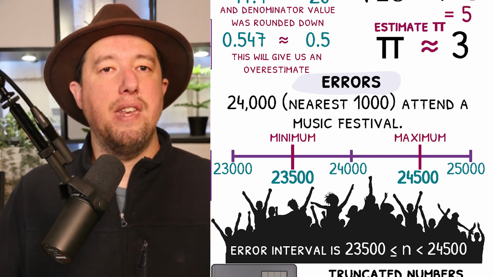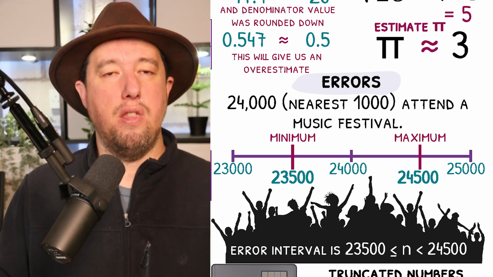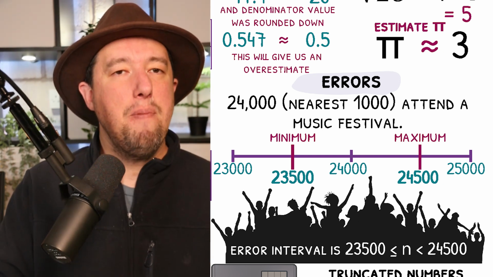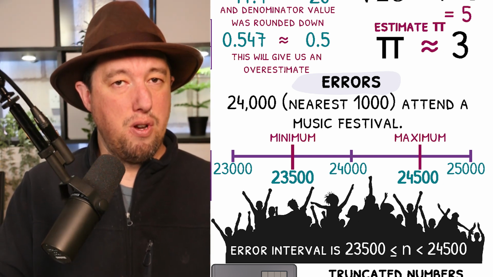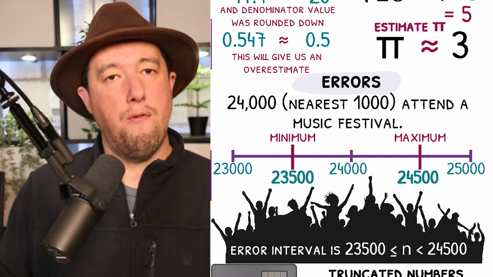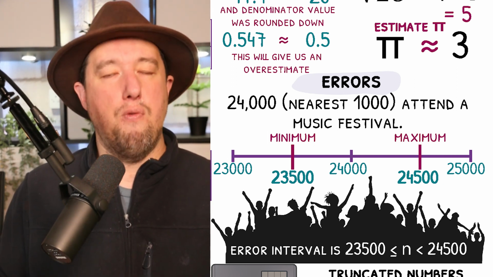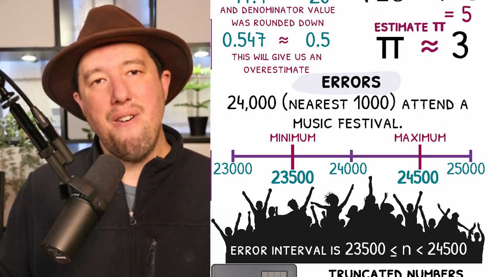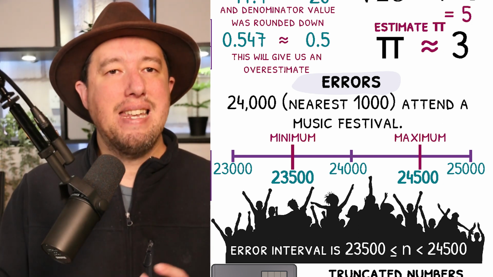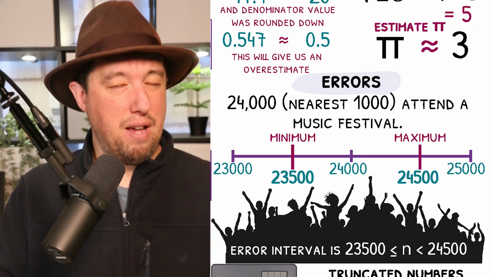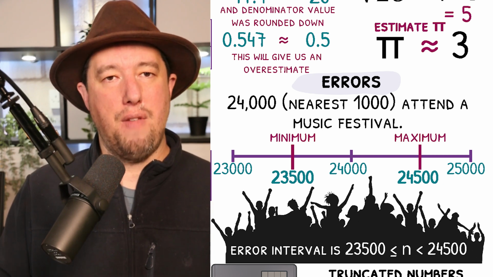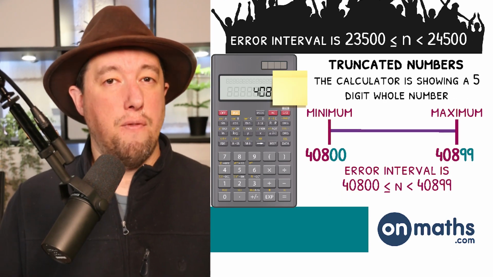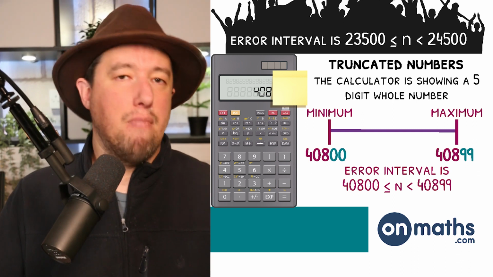We can now write an inequality to show the range that the original number could have been in. It could have been equal to 23,500, but it could not have been equal to 24,500, otherwise it would round up to 25,000. Our error interval will therefore be n is greater than or equal to 23,500, but less than 24,500. We may need to find an error interval for a number that has been truncated and not rounded.